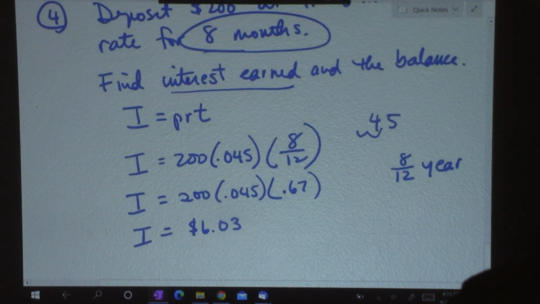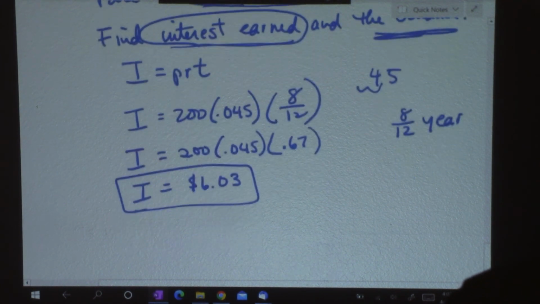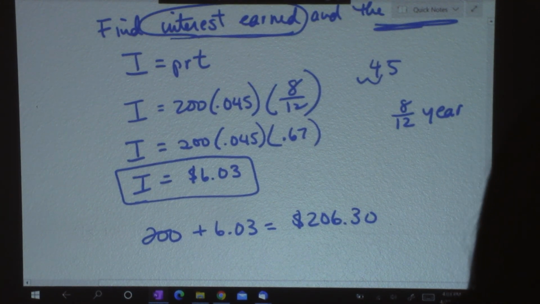Okay, so what's the question? Find the interest earned. I have that. Now it says find the balance. Well, I started with $200 and I'm going to add the interest to it. So now my total is $206.03.